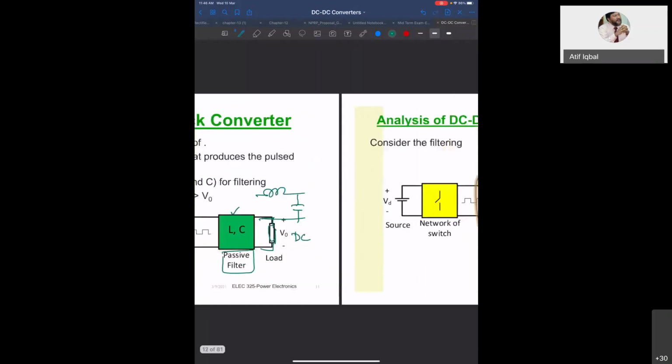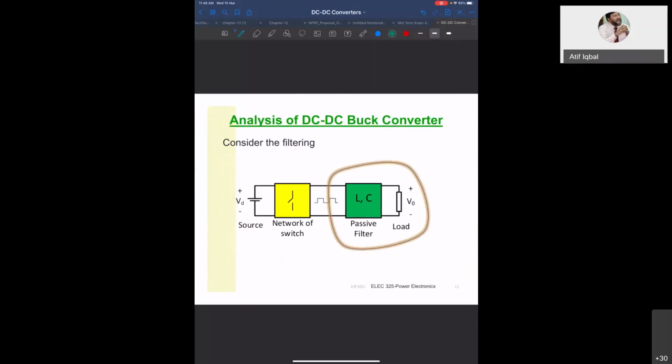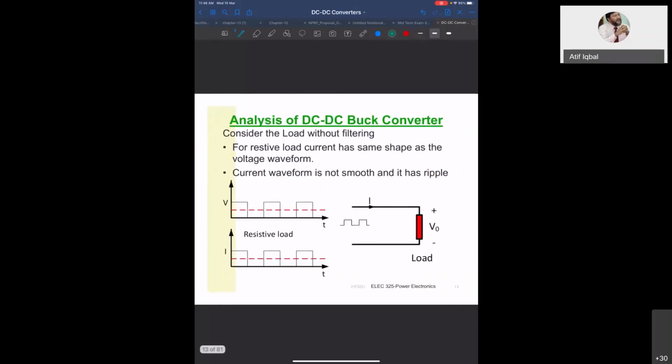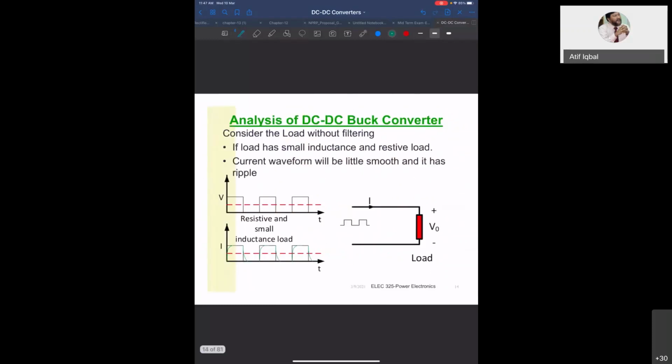And let us see this LC filter. We have already seen this LC filter before. So what is the role of the LC filter? If you have a resistive load and this is the voltage that you give to the resistive load, the current will have the same shape as that of the voltage, because I is equal to V by R. But if you have an RL load, with resistance and inductance, then the current is like this.